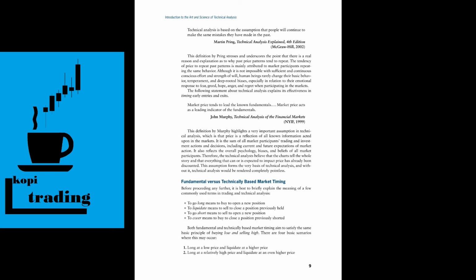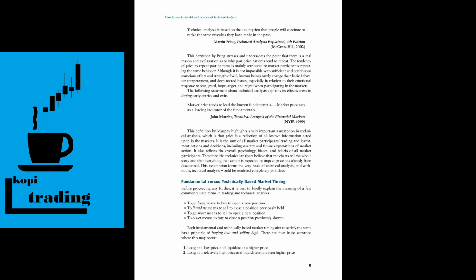Fundamental versus technically based market timing. Before proceeding any further, it is best to briefly explain the meaning of a few commonly used terms in trading and technical analysis. To go long means to buy to open a new position. To liquidate means to sell to close a position previously held. To go short means to sell to open a new position. To cover means to buy to close a position previously shorted.